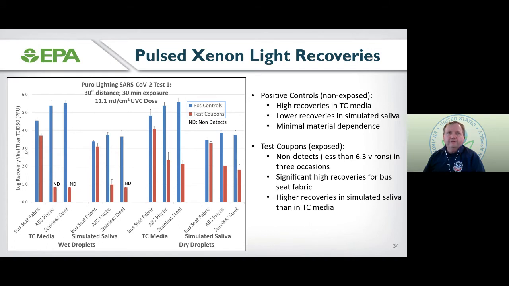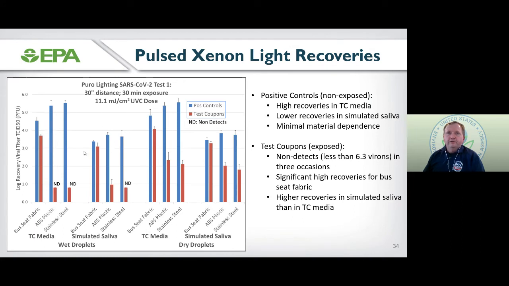On the vertical axis is clearly the log recovered of viable viruses, and the blue bars are the positive controls, while the red bars represent the test coupons. So that's kind of what we see here. We see that we have better than 3 logs in recovery on all the positive controls in the tissue culture media.